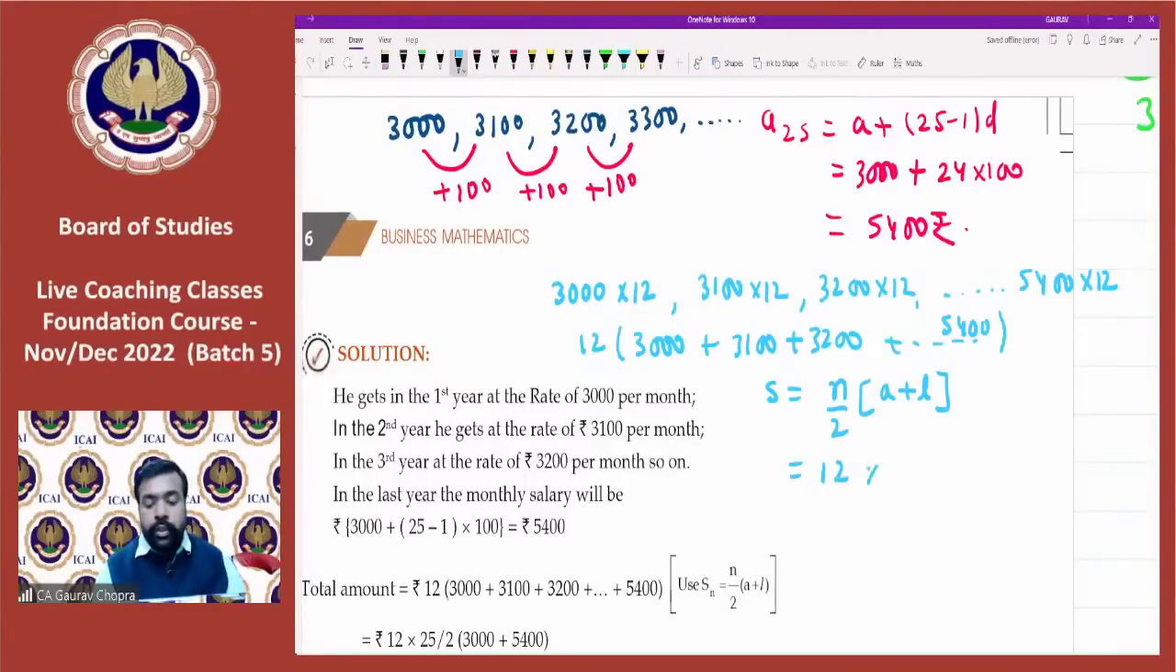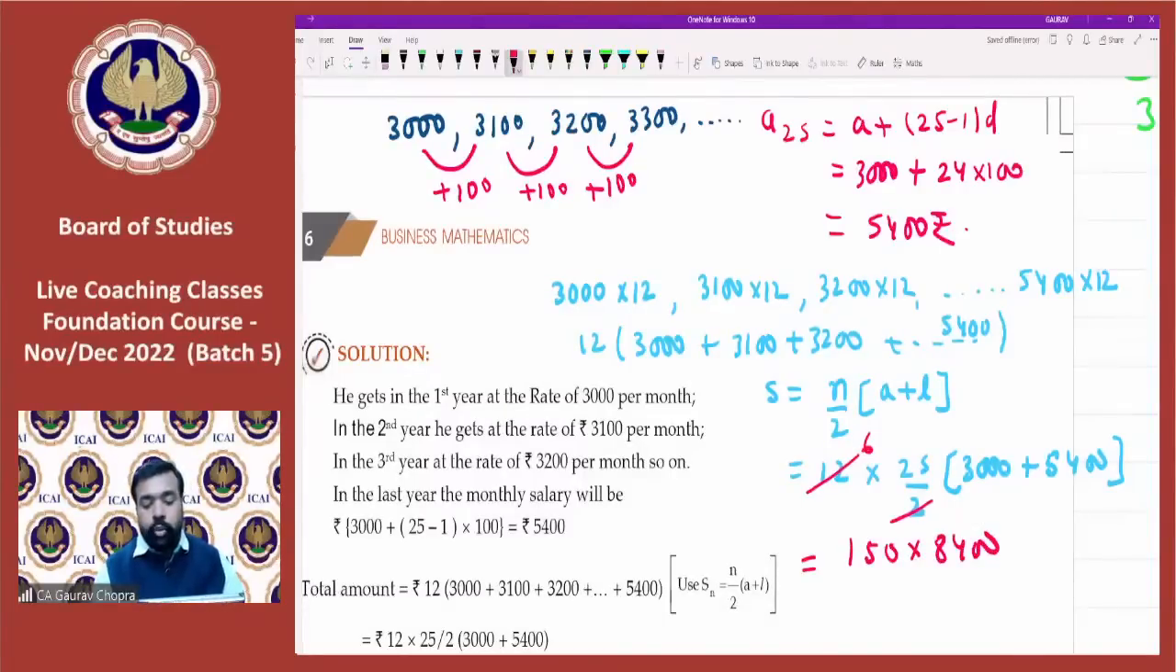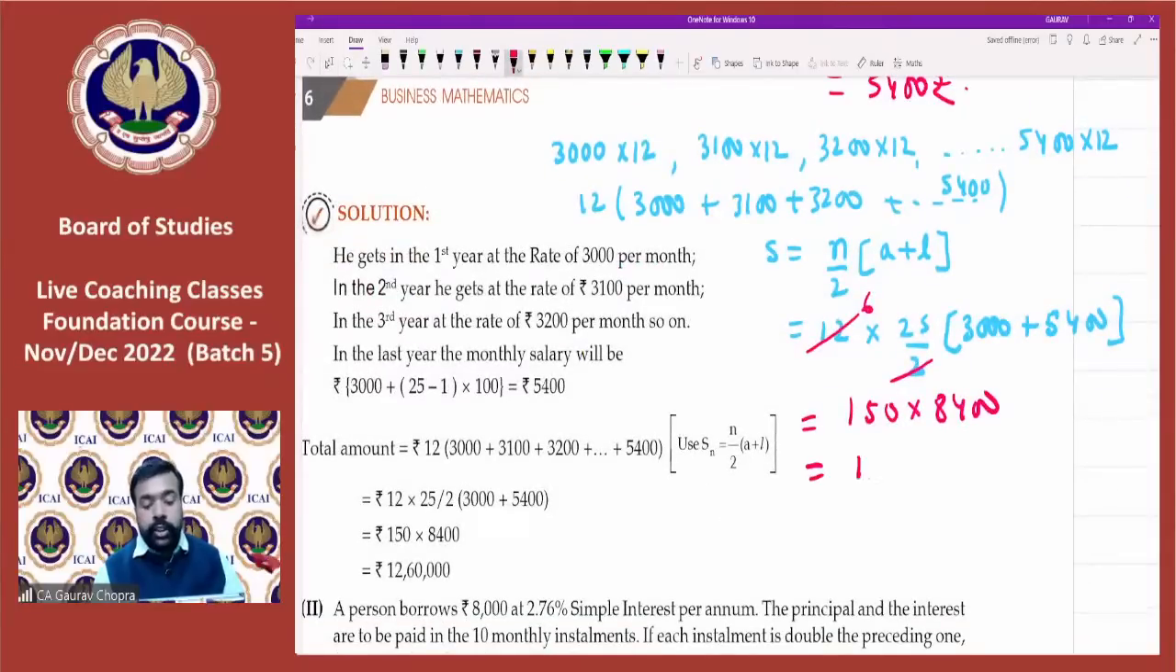So 12 is already common. Now what is n? n is 25 years, divided by 2. The first term is 3,000. The last term is 5,400. So let's solve. How much are we getting? 150 multiplied by 8,400. After multiplication, 12,60,000. So the person is getting 12,60,000 rupees in 25 years.